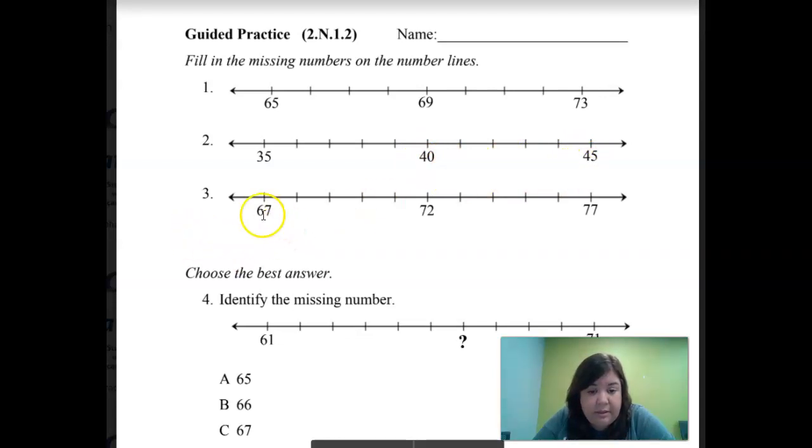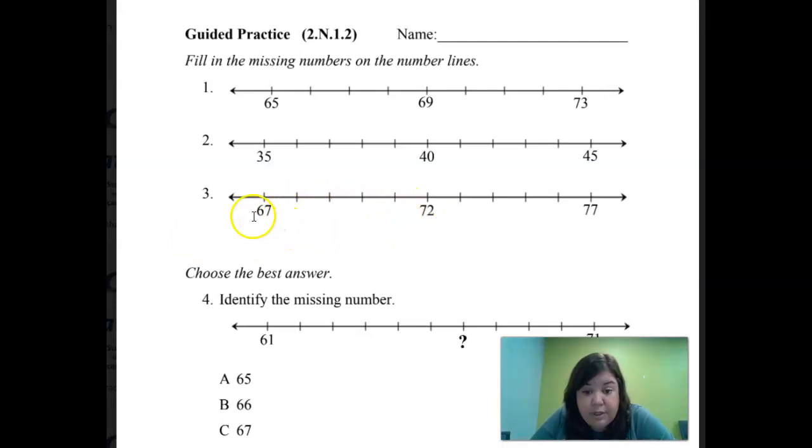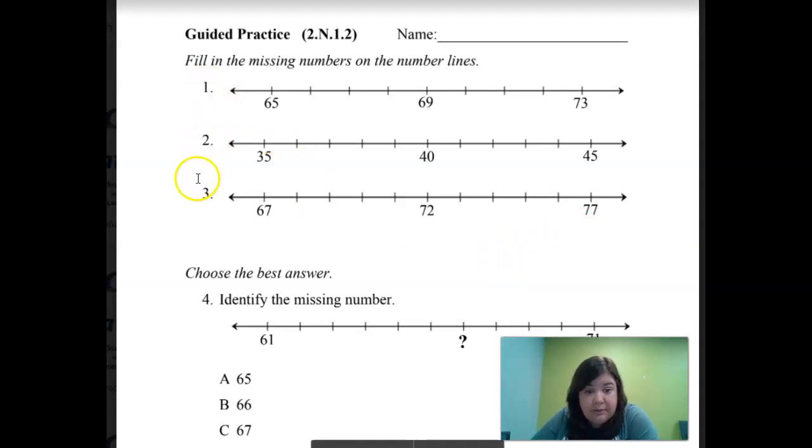Number 3. You have 67 and 72. So we have 1, 2, 3, 4. So what are the 4 numbers missing between 67 and 72? Look at this one. 1, 2, 3, 4. What are the 4 numbers missing between 72 and 77? So pause your video, put these on your whiteboard, and then put the answer for each one.